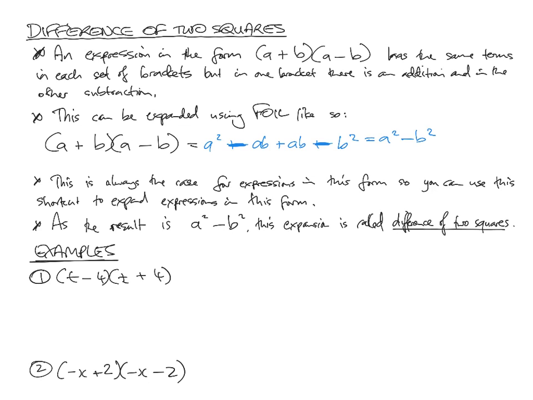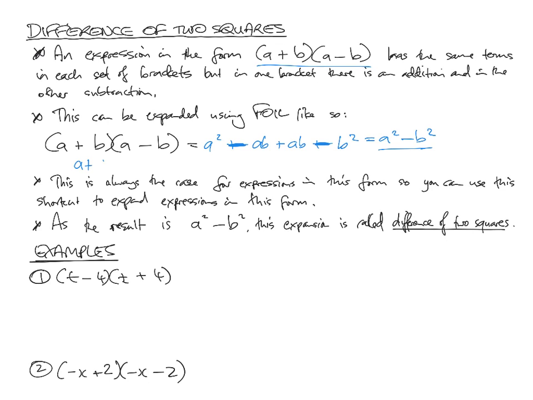So if you expand it using FOIL, you see that if you've always got this situation, those same two terms, but in one bracket they're added, in one bracket they're subtracted, you'll always end up with this answer, the a term squared minus the b term squared. So you can come up with a general rule for this.